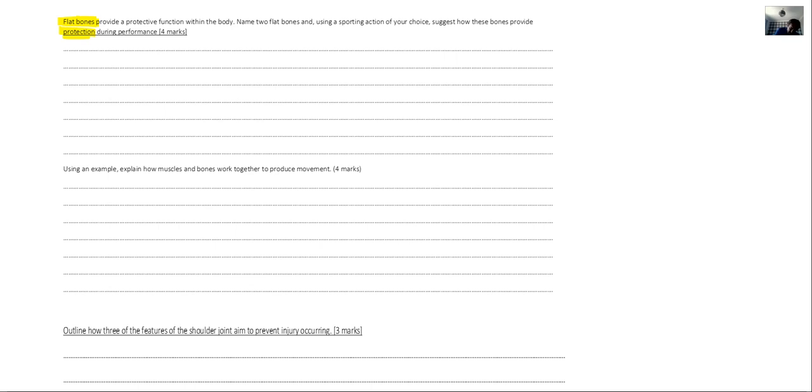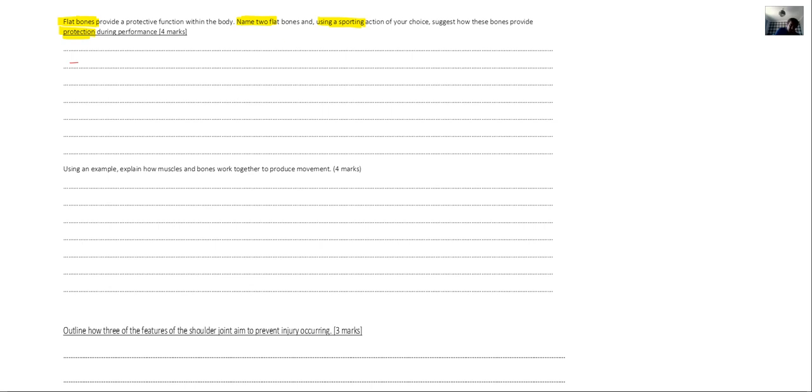Okay, but we've also got to look. There's some number words in there, so name 2 flat bones. We must make sure we name 2. Okay, and then using a sporting example of your choice. So there's our sporting example. Suggest how these bones provide protection during sport. So basically, all you need to do for this question is name 2 flat bones and say how or what they protect.